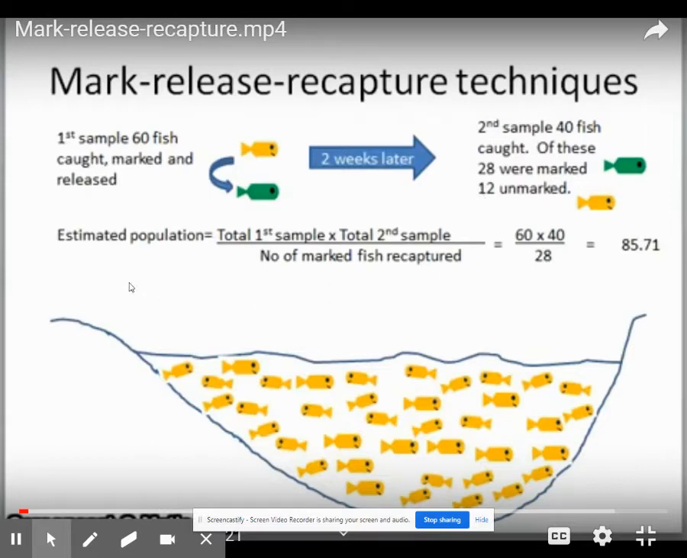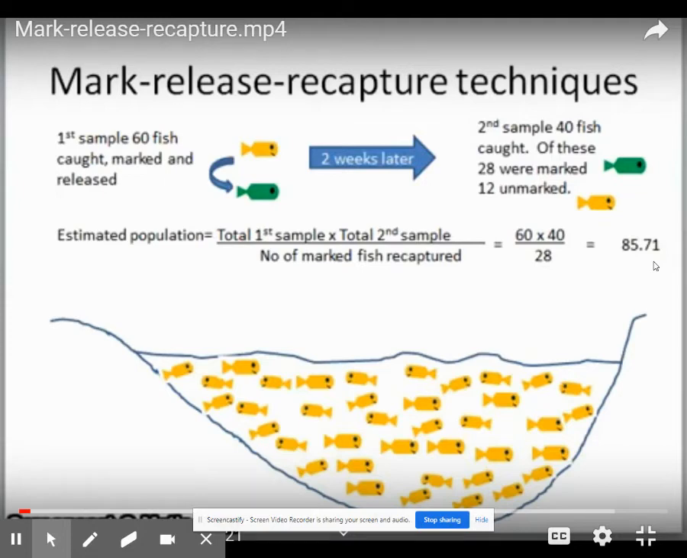So here's the calculation here. So the estimated population is the total in the first sample times by the total in the second sample divided by the number of marked fish recaptured. So of course, the total in the first sample was 60. So we see that here. The total in the second sample is 40, and divided by the number of marked fish recaptured, which is 28. And that gives us an estimate of 85.71, say 86 fish.